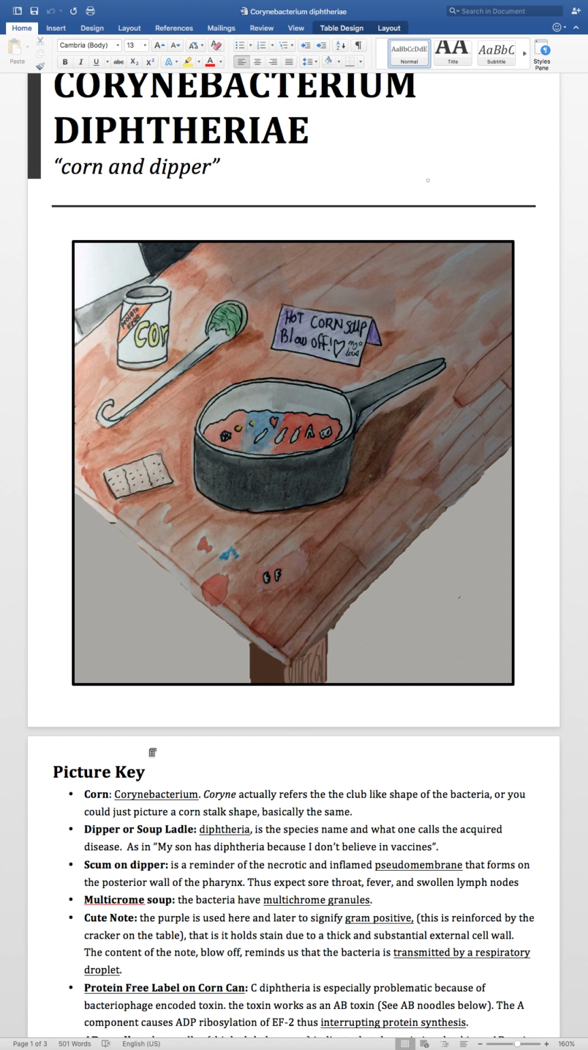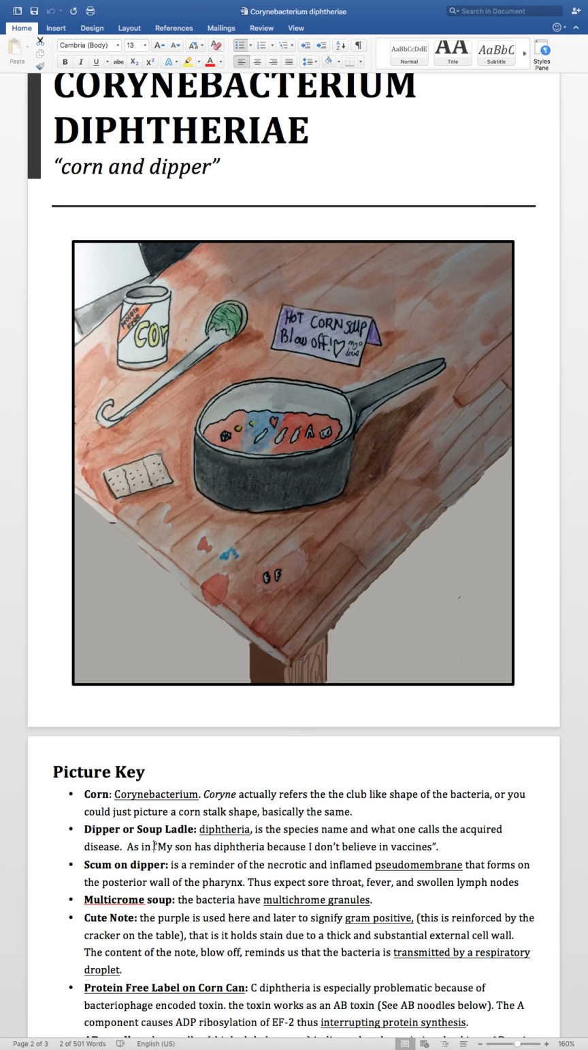The dipper or soup ladle is going to remind us that this is diphtheria. So if someone says, I have diphtheria, the first thing you're going to think, oh, I know that's caused by Corynebacterium because I got my friend making these nice corn soup and ladling it with this nice dipper. And it is a species name. So diphtheria is a species name, but it's also the name of the disease.